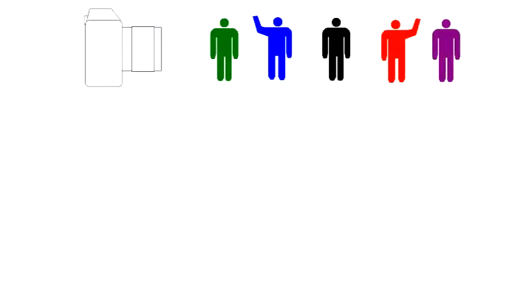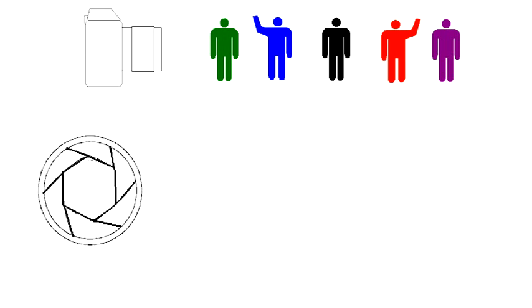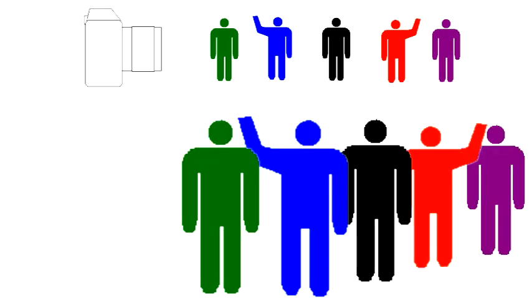Imagine that you are about to take an image. You want to focus on the figure in the center. The green figure is the closest to the camera, while the purple figure is the furthest away. At the bottom left is your F number, and the bottom right is the image you will end up with.